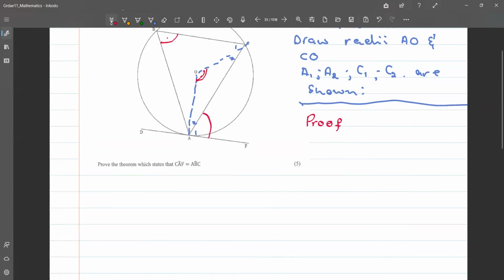Now, what I would tell you in this case is that you can start with angle A2 equals angle C2. Let's start there. Angle A2 equals angle C2. Why are we saying that? If you look at AO, it's a radius. CO is also a radius. So this and this are equal, right? So we say angles opposite equal radii.